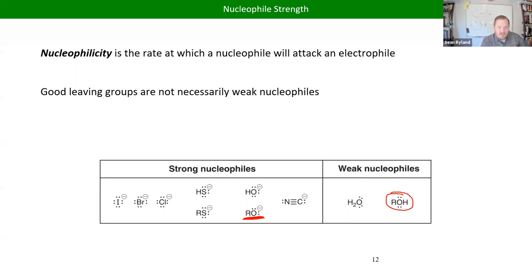So if we put it under super basic conditions and we deprotonate an OH group, so we just have an oxygen with a negative charge, all of a sudden that's a strong nucleophile. And so that can affect which path we go through. Strong nucleophiles are going to be much more likely to go through SN2 mechanisms because they're going to seek out that partial positive charge on your alkyl halide and push the leaving group off. Weak nucleophiles are not. They're just going to wait for things to happen and then swoop in and react with the positive charge.